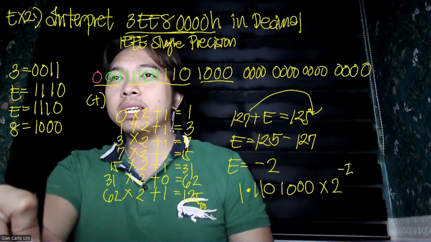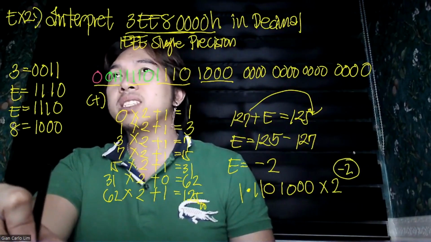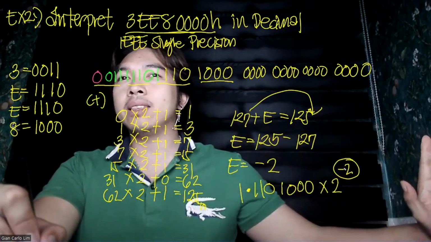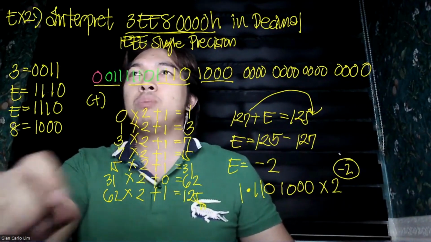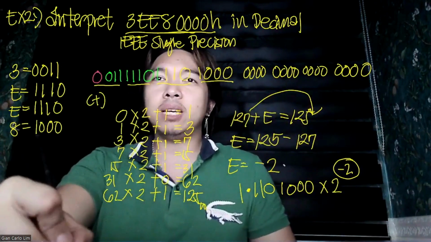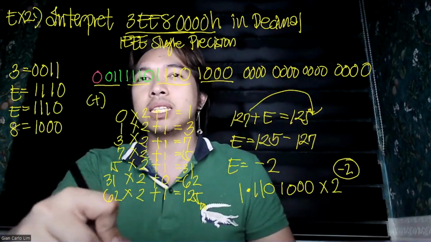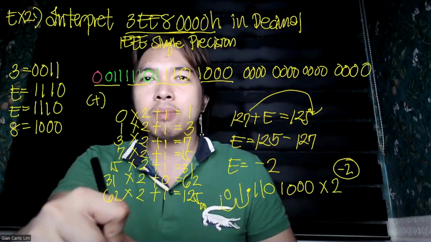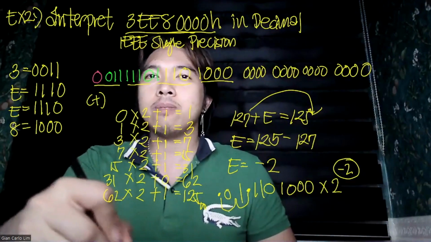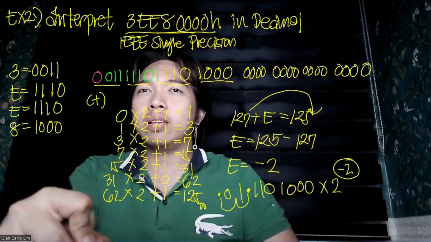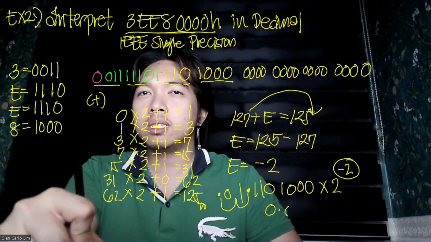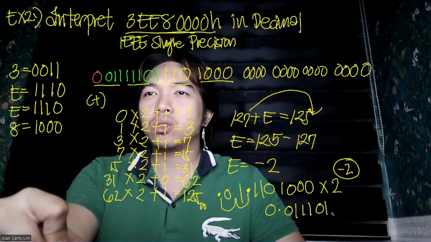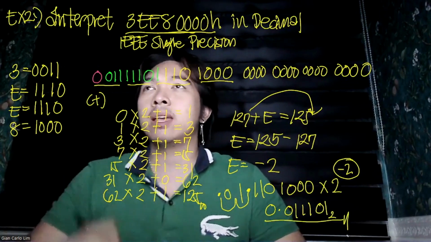Okay. If the exponent is positive, we move to the right. To the right ang move natin. Okay. And then pag negative, we move to the left. So meaning to say, i-move natin siya ng 2 decimal places papunta sa may left. So therefore, 1 and then 2. Maglagay tayo isang 0 and then may point dito. So therefore, the new number would then be 0.011101 base 2.